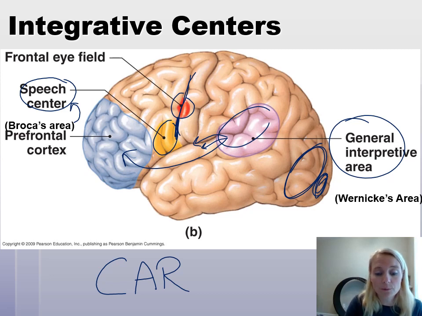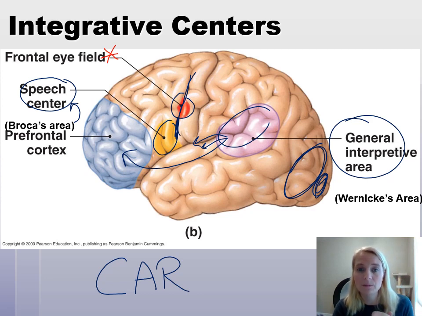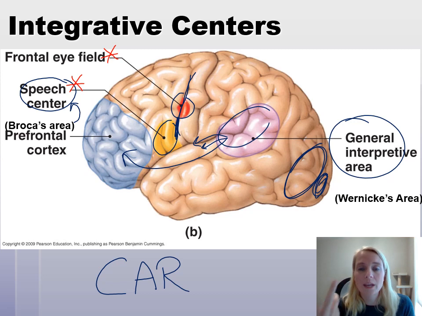So if for whatever reason you get a blockage or a death, like a viral infection or a stroke, if you damage your frontal eye field, you can't scan and read. You might read one word at a time, but you cannot scan a line of text. If you have damage in your speech center, you can't speak. You cannot coordinate the muscles and the breath needed to form words and language.